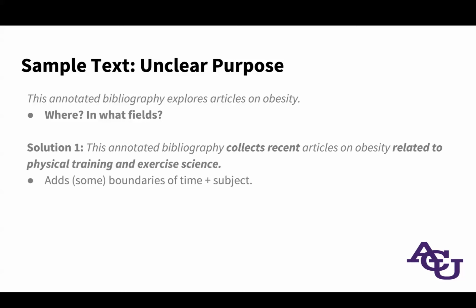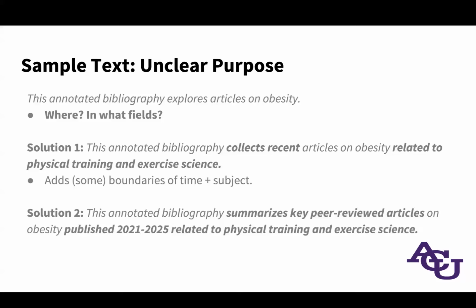Now, depending on the review you're doing, it will probably also be relevant to give us some other information like, oh, this summarizes key peer-reviewed articles on obesity, because there are lots of other things, including books out there that are not peer-reviewed, and that's one of the problems, because it's not clear how they arrived at the ideas that they're advancing. Summarizes key peer-reviewed articles on obesity published in this period of time related to physical training and exercise science. And so here we get boundaries of time, source type, and subject.